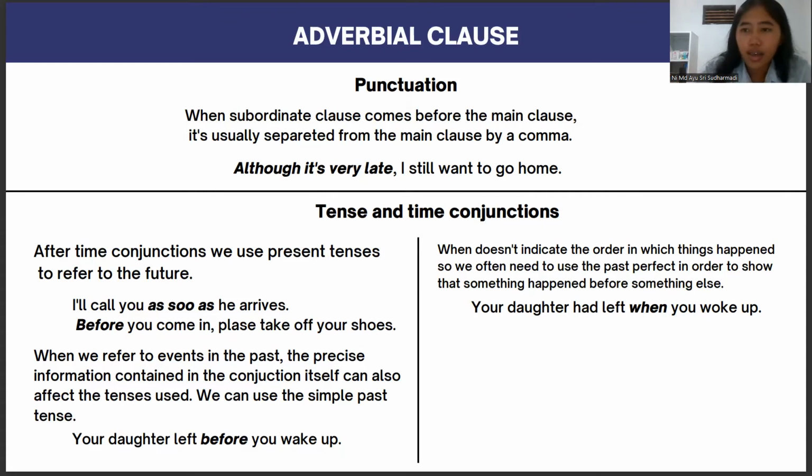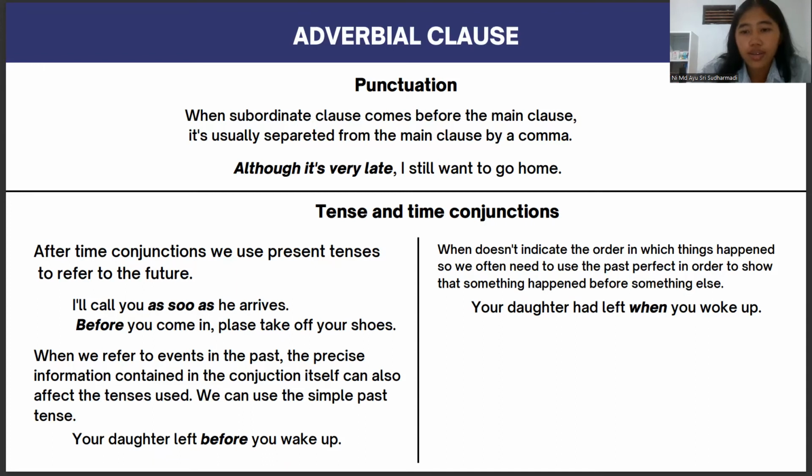Next is tense and time conjunction. After time conjunctions, we use the present tense to refer to the future. For example, I'll call you as soon as he arrives. Before you come in, please take off your shoes. And when we refer to events in the past, the precise information contained in the conjunction itself can also affect the tense used. We can use the simple past tense. Here's the example. Your daughter left before you woke up.